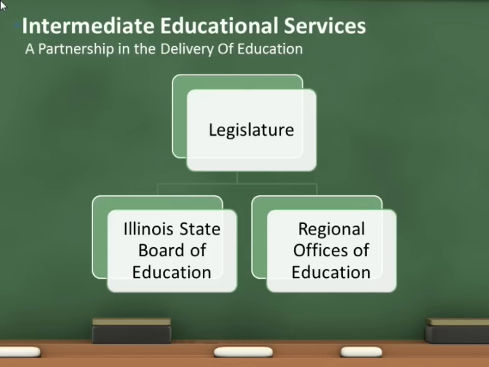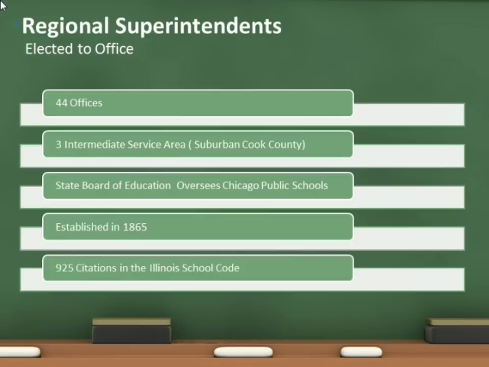What do we do and how do we do it? We're intermediate educational services. We're a partnership in the delivery of education. The General Assembly, through the legislative process, will develop school laws and codes, while the Illinois State Board of Education is assigned some of these responsibilities. The Regional Offices of Education have 935 citations in the code.